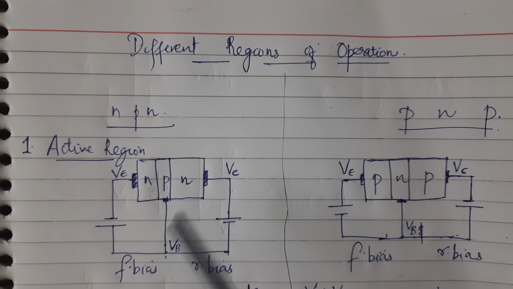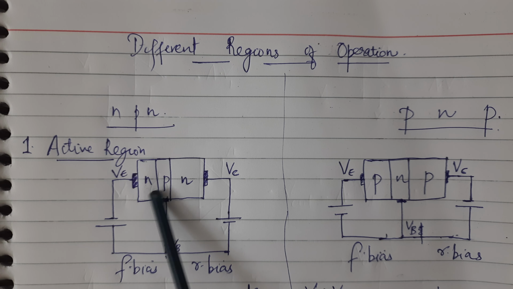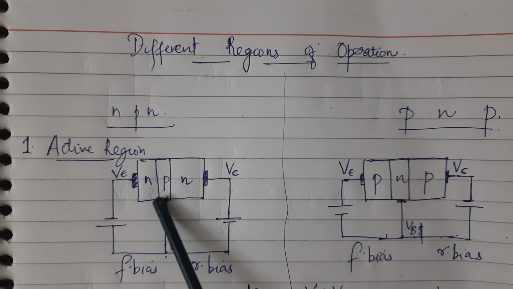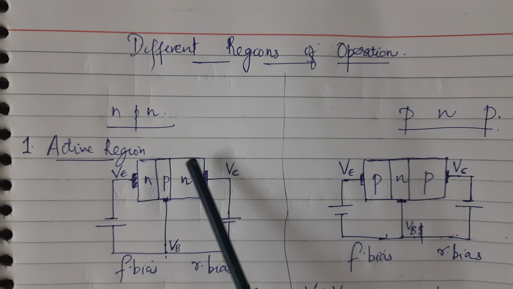For your understanding, I have marked the NPN transistor here and the PNP transistor here. In the active region, see the NPN transistor: the emitter is heavily doped, the base is very thin, and the collector is very large.